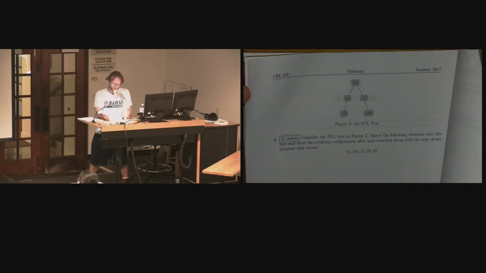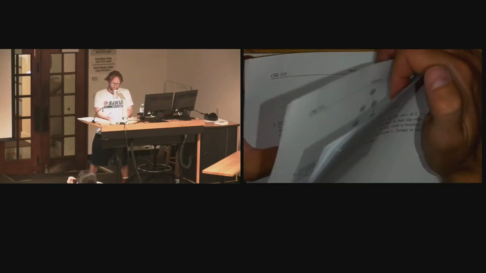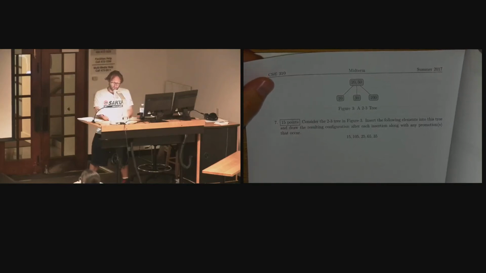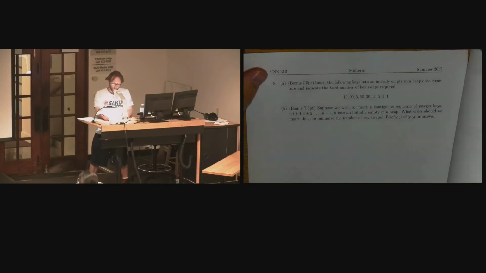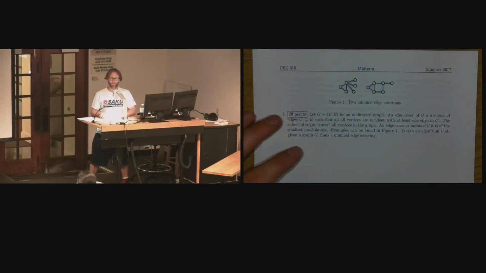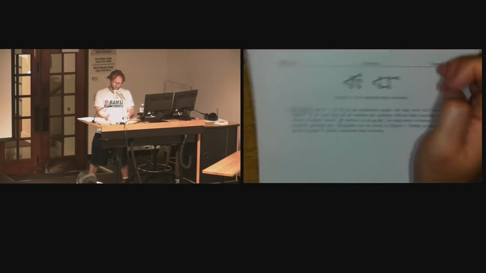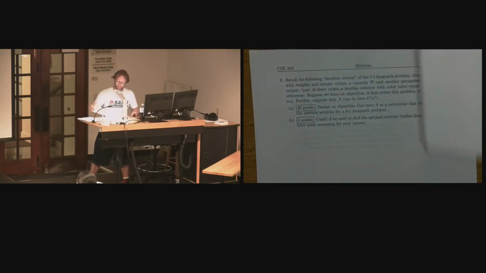Another AVL tree, insert the next elements. We've got this tree. Go ahead and insert from there. 2-3 tree, we start with a tree, and here's a bunch of more elements. Go ahead and insert them. And then some other heap questions over there. So, what's the muddiest point here? Which one do you want to look at next? Or any of them? Knapsack. Yeah, there was the knapsack. Okay.